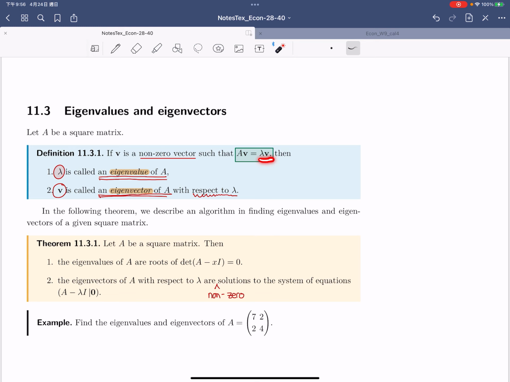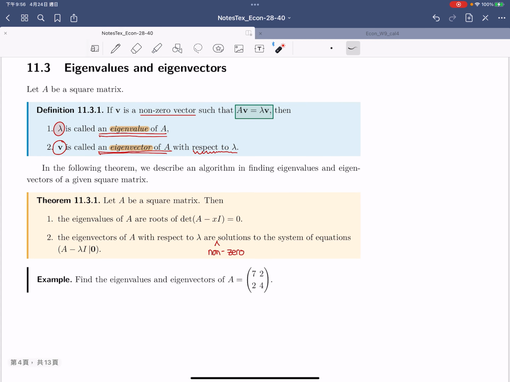But now come to the main dish. How do we find lambda and phi? And now it comes to theorem 11.3.1. This is very important. Okay? So let me tell you how to find lambda. So let me write down. So how to find lambda? How to find eigenvalue?